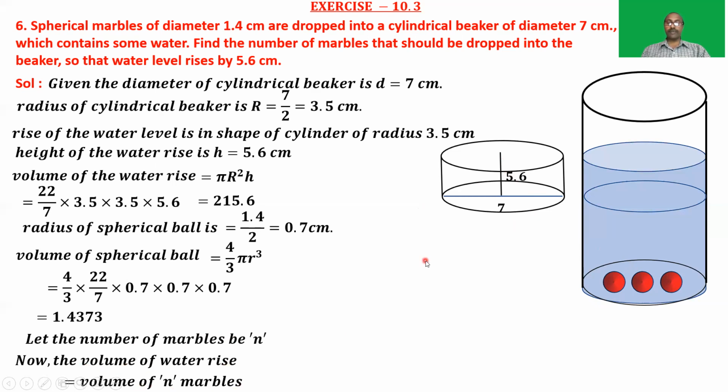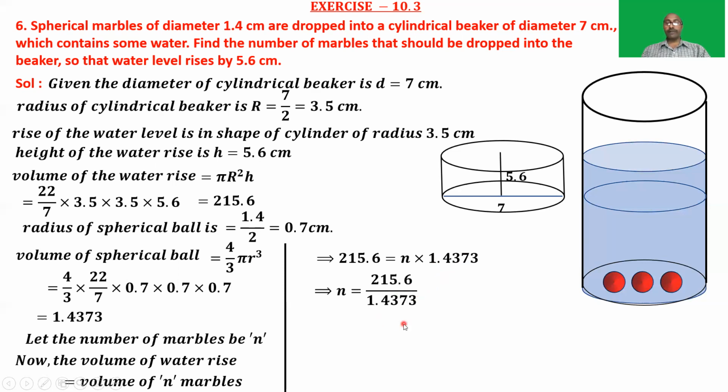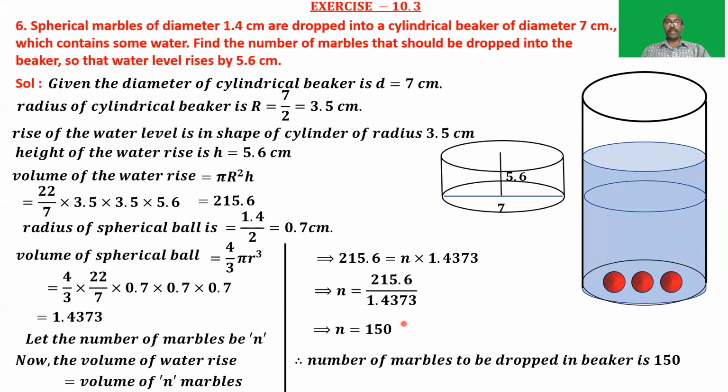So from this we can write the volume of water raised is 215.6, which we have got here, and the volume of a marble is 1.4373. So n is equal to 215.6 by 1.4373, which is equal to 150. So we have to drop 150 marbles for the water level to rise by 5.6 centimeters. Okay. So take another one.